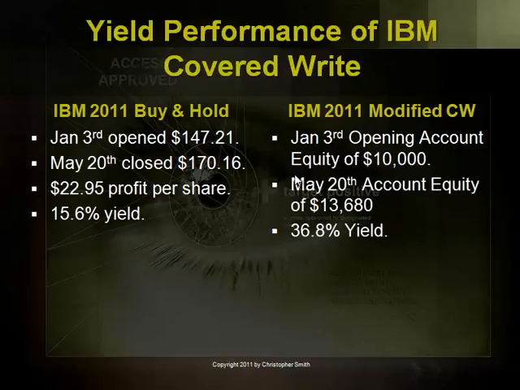So kind of the post-mortem on this guy is the buy and hold. If we bought January 3rd, it opened at $147.21, and on May 20th it closed at $170.16. You made $22.95 per share for a 15.6% yield. Okay, now opening at 147, in order to buy 100 shares, you would have been in $14,700.